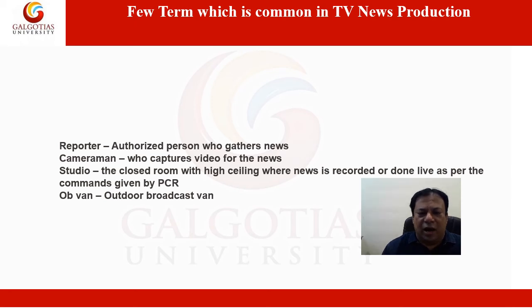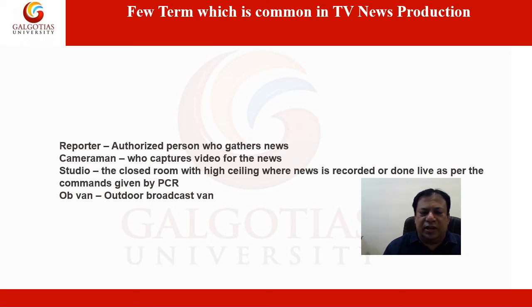Another one is the cameraman. The cameraman is the person who captures video for the news, and they also play a major role because they are closely associated with PCR, and they follow different instructions in this manner. Sometimes they also try to bridge the gap between the news anchor and the production control room.